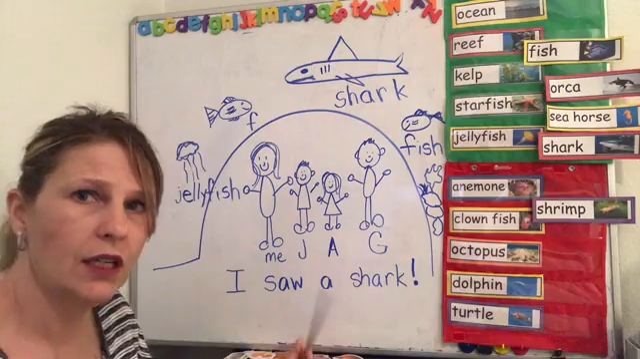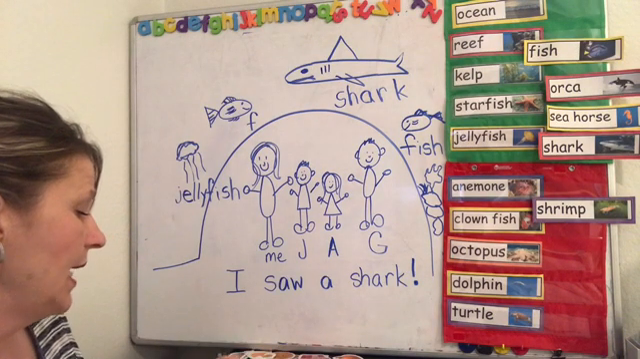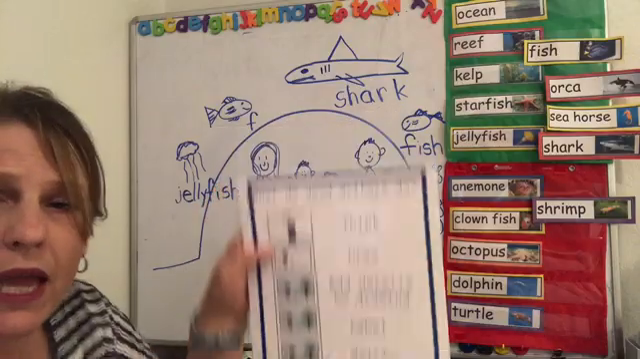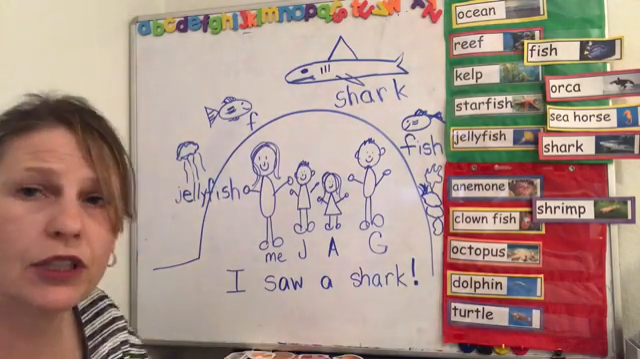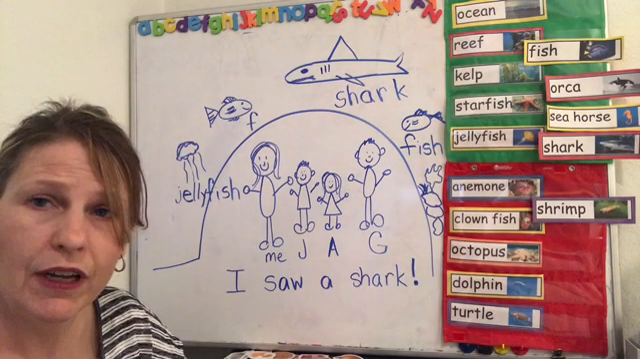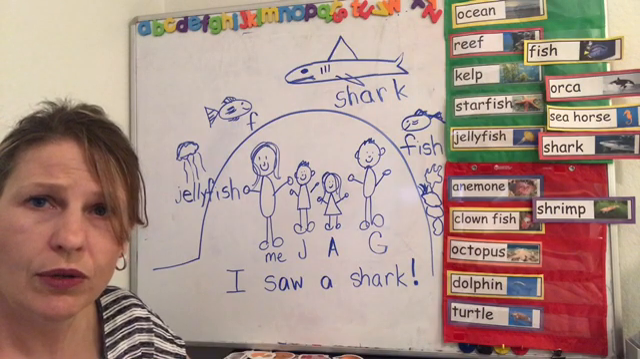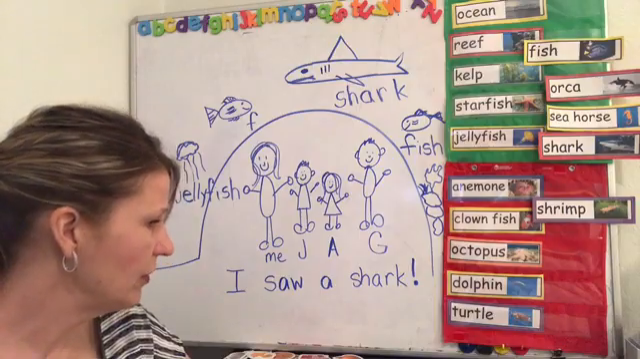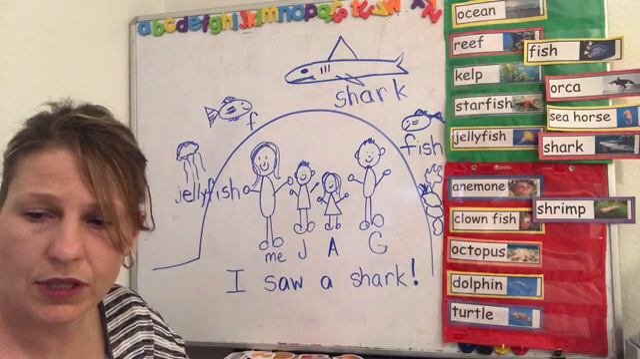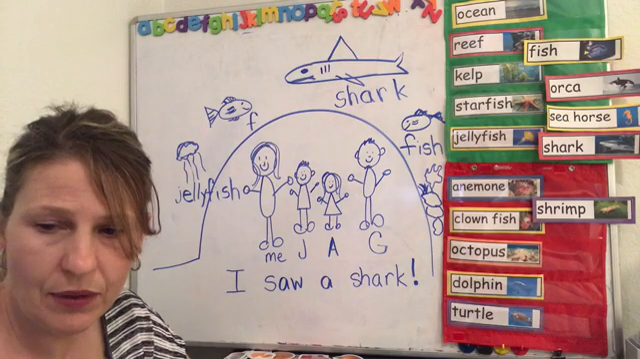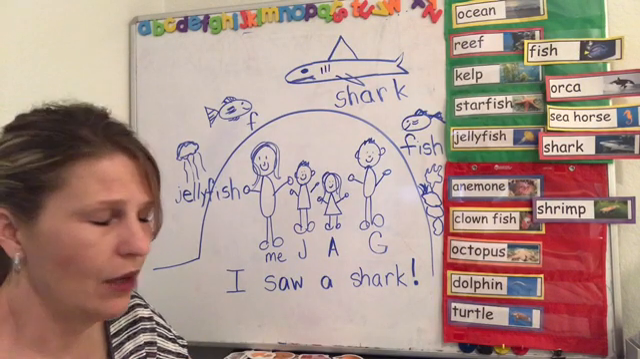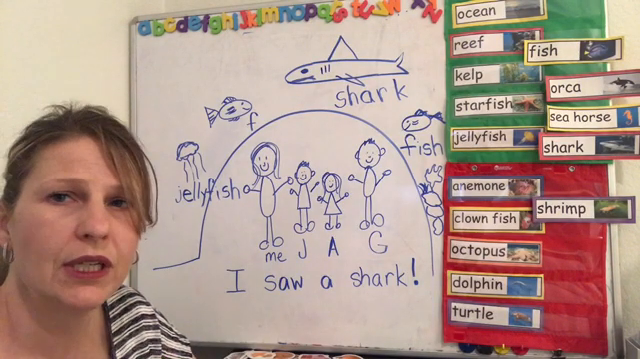I saw a shark. So today we added some details, we labeled, and we wrote. And that's exactly what you're going to do now. So you'll find your picture that you started yesterday. You can add some details, label, and write. I hope you have a good time writing. You guys are getting so good at this. I've seen so many wonderful journal entries, and I can't wait to see this one about the ocean habitat.